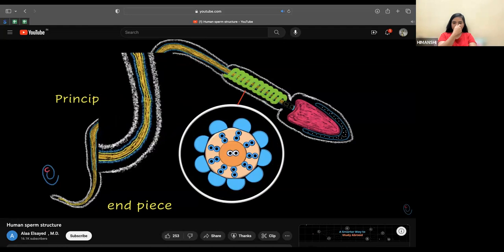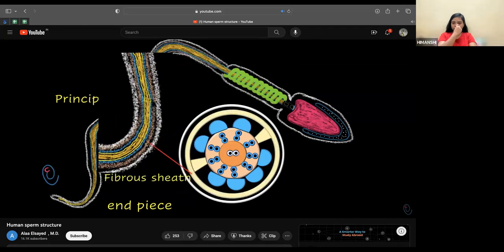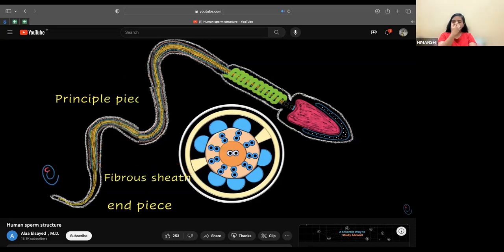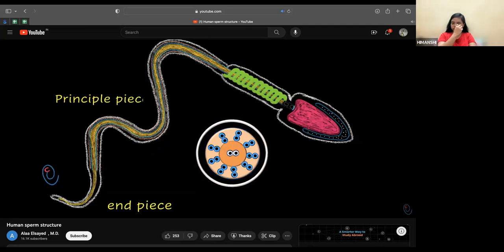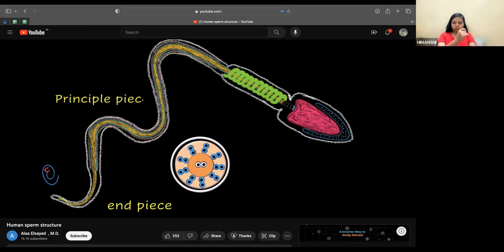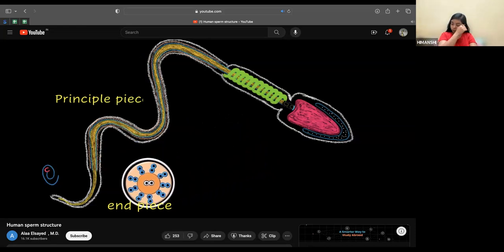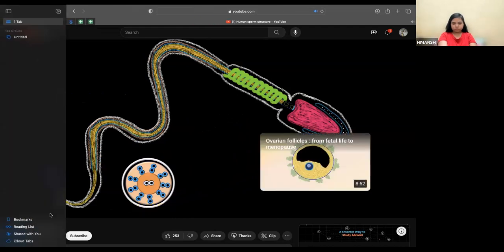In addition, ODF number 3 and 8 are absent and replaced by two longitudinal pillars of fibrous tissue. Ribs of fibrous sheath extend between these two pillars to cover the axoneme ODF complex. And so the axoneme in the principal piece is covered by two fibrous supports, ODF and the fibrous sheath. And finally, in the end piece, the axoneme is directly covered by plasma membrane without ODF and without fibrous sheath.